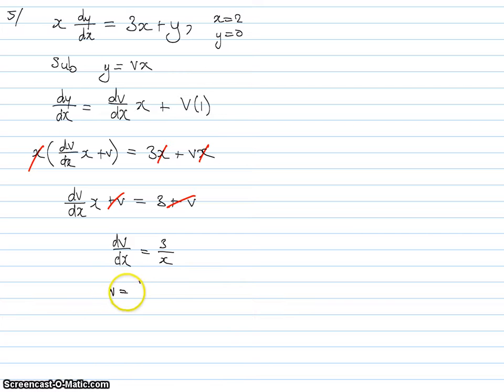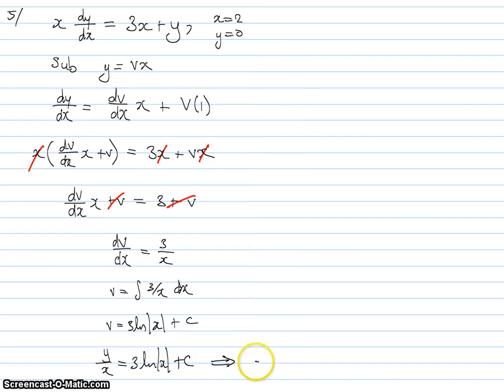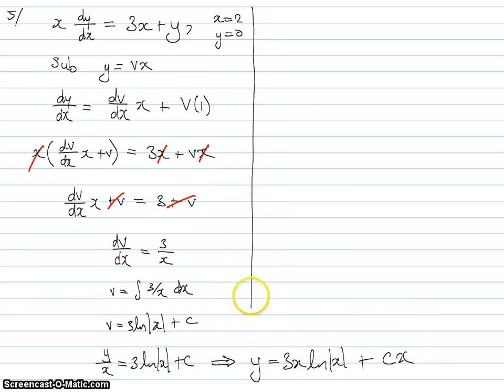And I get v is equal to the integral of 3 over x dx. So v is equal to 3 ln modulus x plus our constant of integration. However, we are not given this initial equation in terms of v and x, but rather in terms of y and x. So we have to substitute back in for v to get y divided by x is equal to 3 ln mod x plus a constant, or in other words, y is equal to 3x ln mod x plus c times x. So this is the expression that we're going to use when we're trying to find our particular solution.